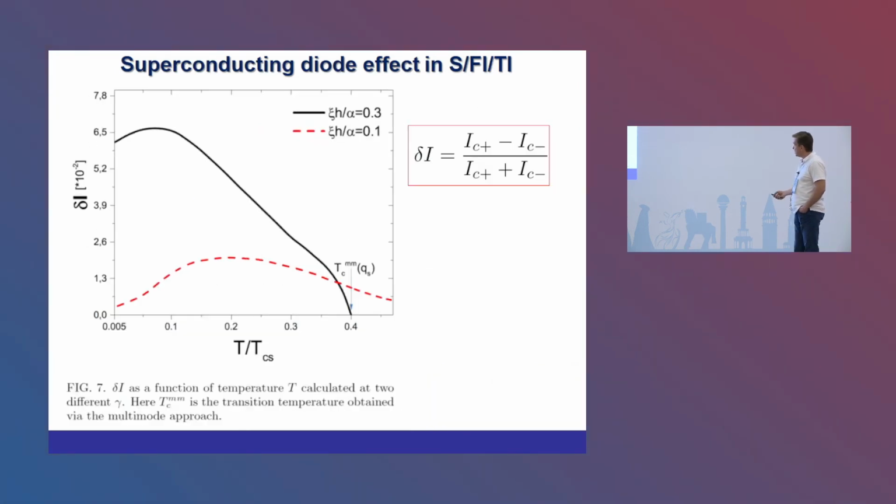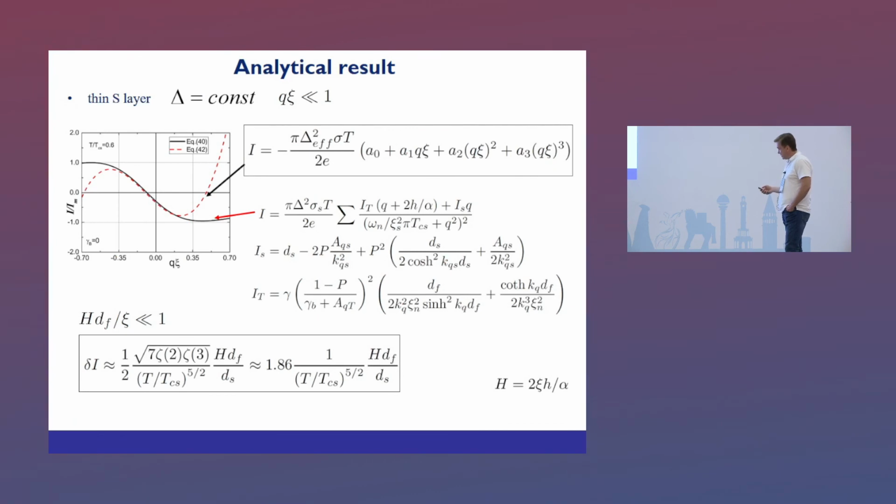Yes. So also we plot the dependence on the temperature. We also have some interesting nonlinear behavior with some maximum in temperature. And finally, we derived an analytical result for thin S and F layers, and small q. So this red curve is the numerically calculated curve, but the black one is the analytical result.